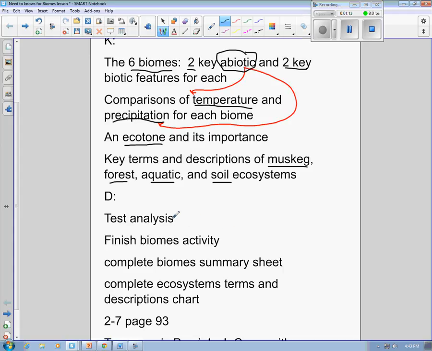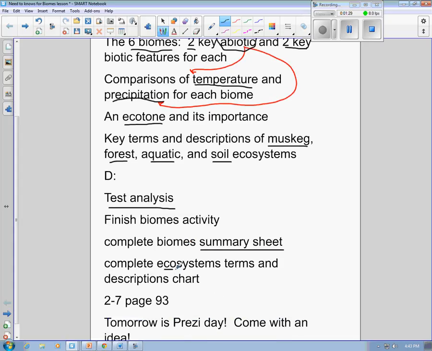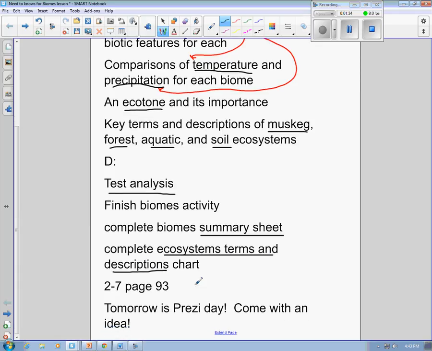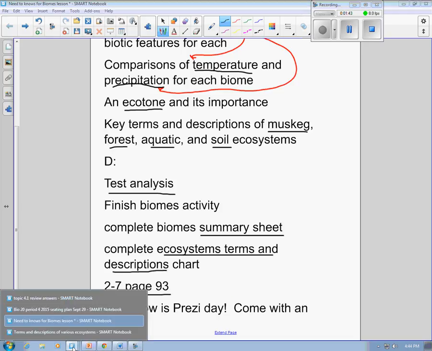What we're going to do in terms of various activities today: the tests are being handed back from Unit A, and we're going to go over that. We're going to finish our biomes activity, and then you're going to complete the bio summary sheet, and you're also going to complete the ecosystems terms and description chart, which I will show you in a minute. As well, questions 2 through 7 on page 93 should be done, and tomorrow we're going to do our first Prezi entry.